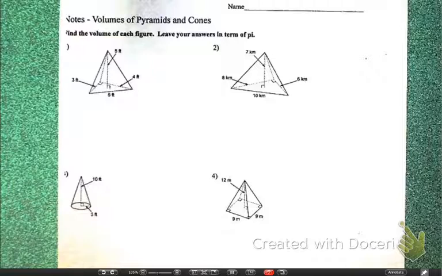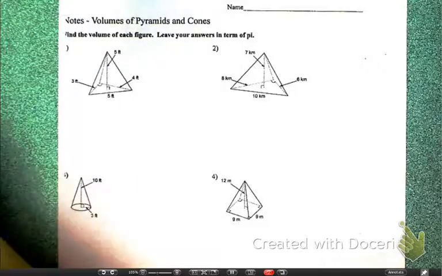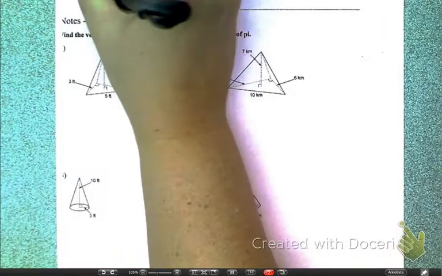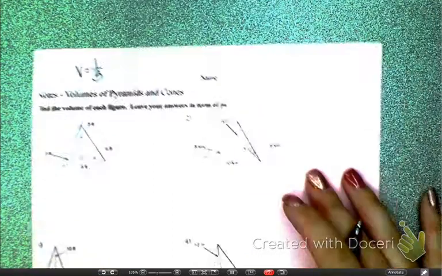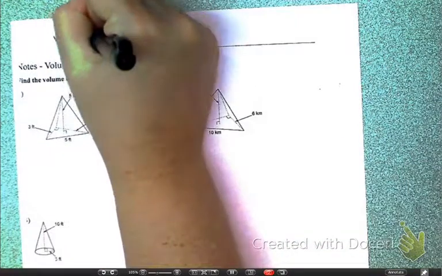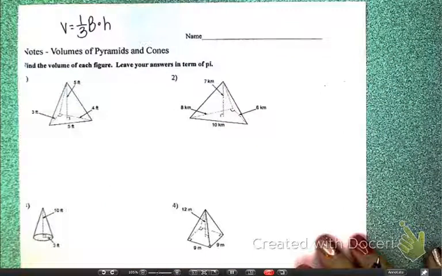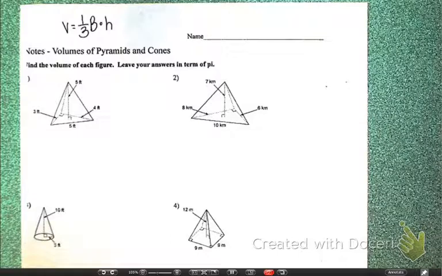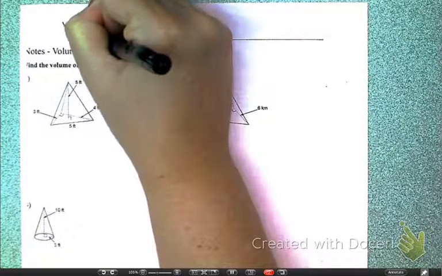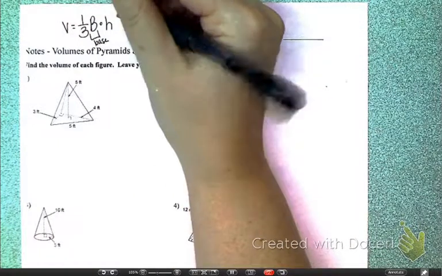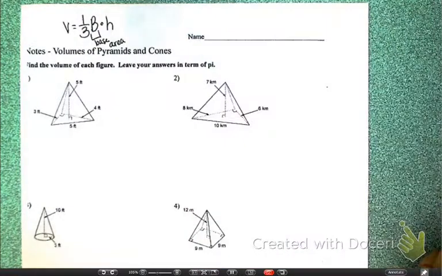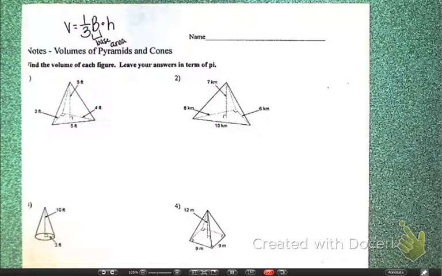Okay, so our general formula for all pyramids and cones is 1/3. You can't see that? How about that? 1/3 big B times little h. What do you think that big B stands for? Base. Base area, just like in the last problems. The difference is that 1/3. So when you see something that comes to a point, it's going to be a pyramid or a cone, and it's going to be 1/3 the base area times the height.